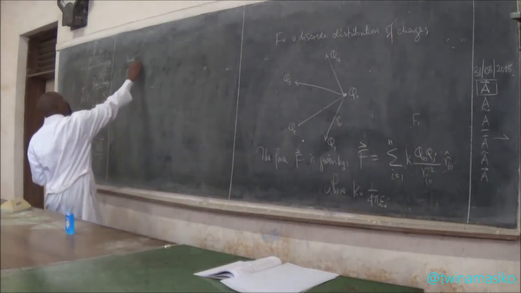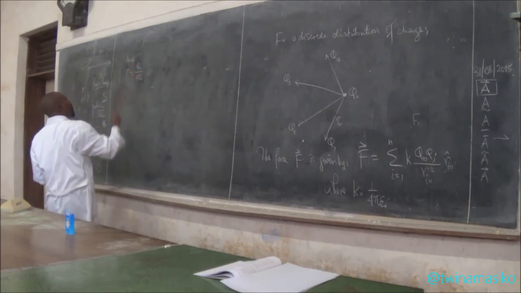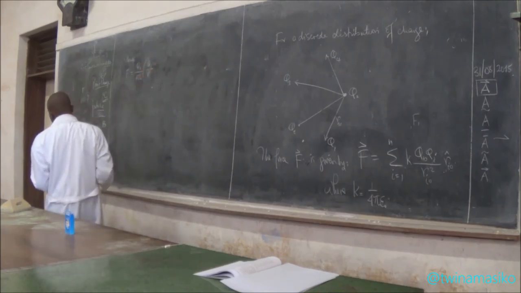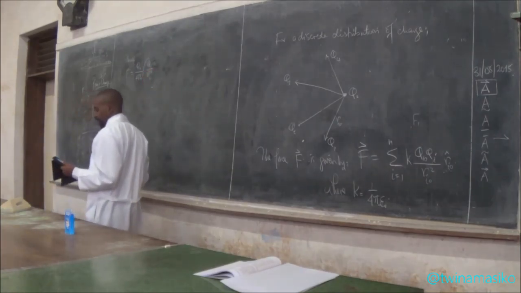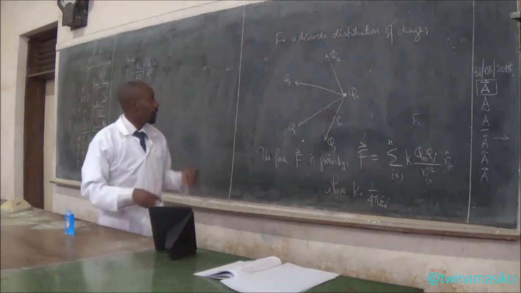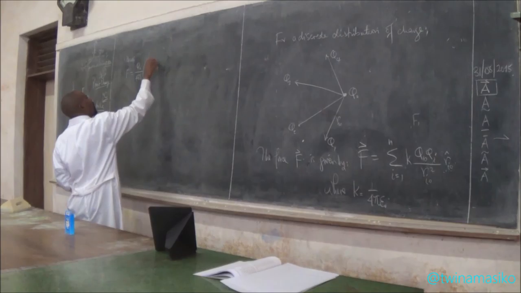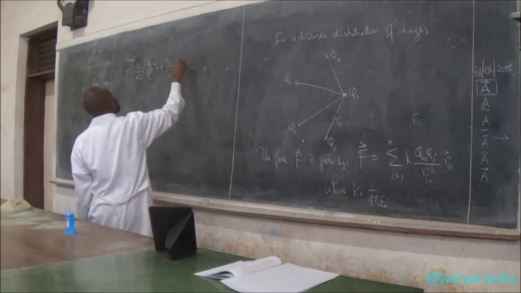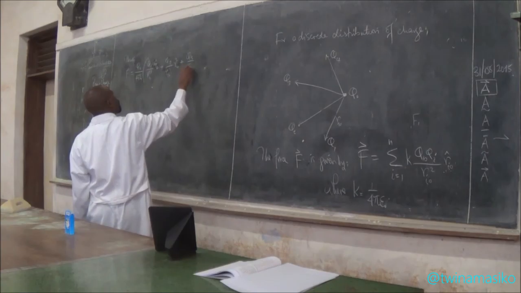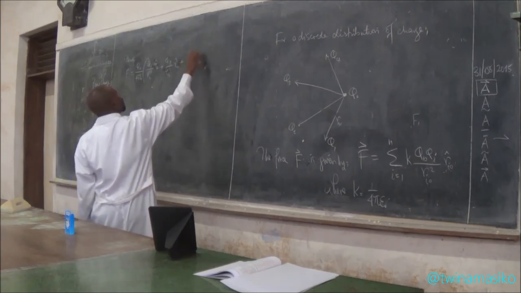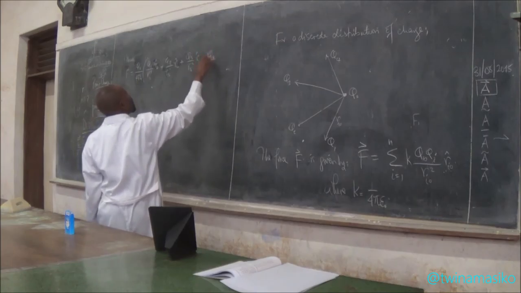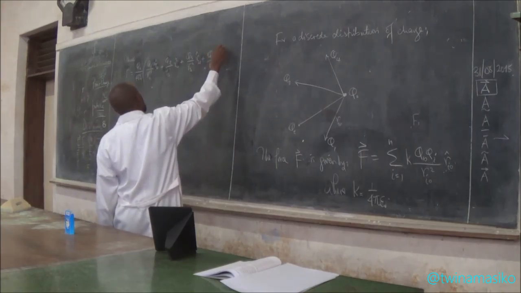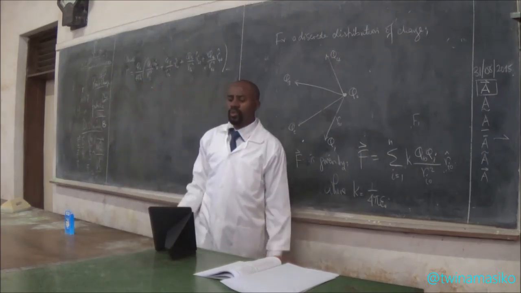So I can say this is equal to Q naught, which is common to all of them, over 4 epsilon naught, times Q1 over R10 squared, R10 roof, plus Q2 over R20 squared, R20 roof, plus Q3 over R30 squared, R30 roof, plus Q4 over R40 squared, R40 roof. And since we considered the four of them, we can put a note to that.